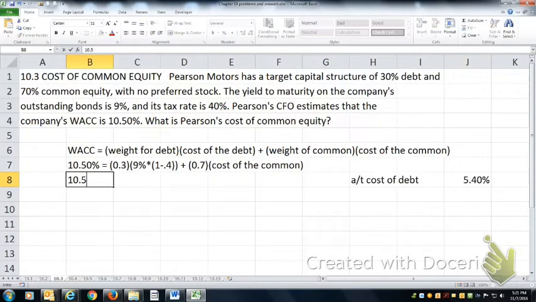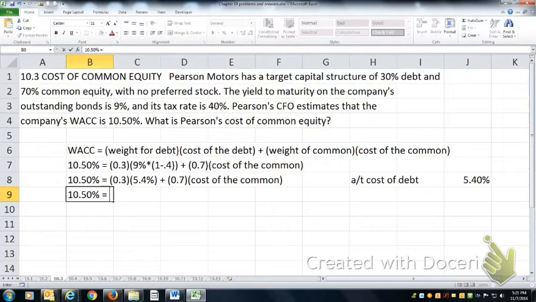So plugging this in, 10.50% would be equal to 0.3 times 5.4%, which I just calculated, plus 0.7 times cost of the common. Alright, so that'd be 10.50% is equal to, and I'm going to just multiply through this part, the 0.3 times 5.4%, that would be 1.62%, that's 0.3 times 5.4, plus 0.7 times cost of the common.